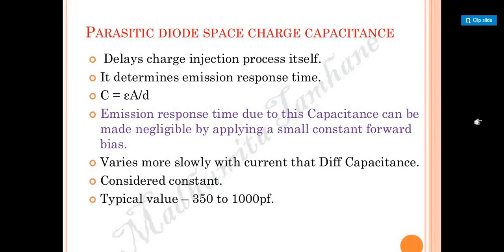Similarly, what is the parasitic diode space charge capacitance? The delay charge injection is going to process by itself. It is given by C equals epsilon A by D. We know that for finding capacitance, we apply this formula, right? That is how we find the parasitic diode space charge capacitance. Next, the emission response time due to this capacitance can be made negligible by applying a small constant forward bias. If you apply a small amount of forward bias current, it is going to change with respect to that.